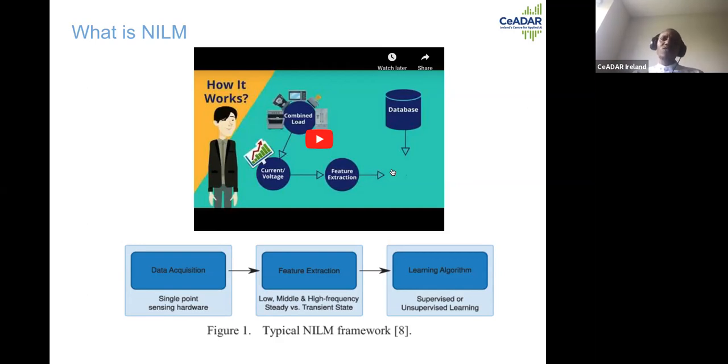Once you have this information, you need to extract a unique feature which can separate one appliance from another. The fact from electrical power theory is that each appliance, once turned on, has a unique signature that differentiates one appliance from another. Once we extract this unique signature, we can apply machine learning to learn patterns that differentiate one appliance from another. This can be done by a learning algorithm, and it can be a supervised or unsupervised machine learning technique.